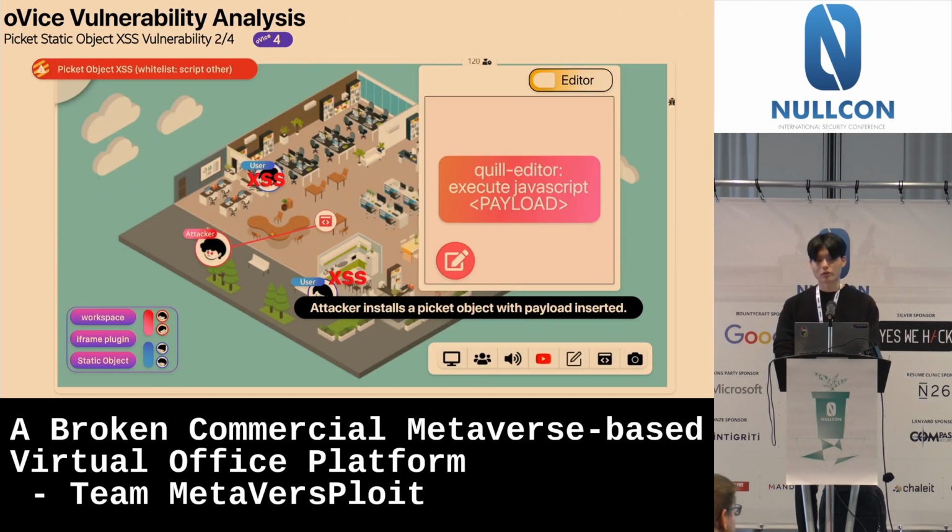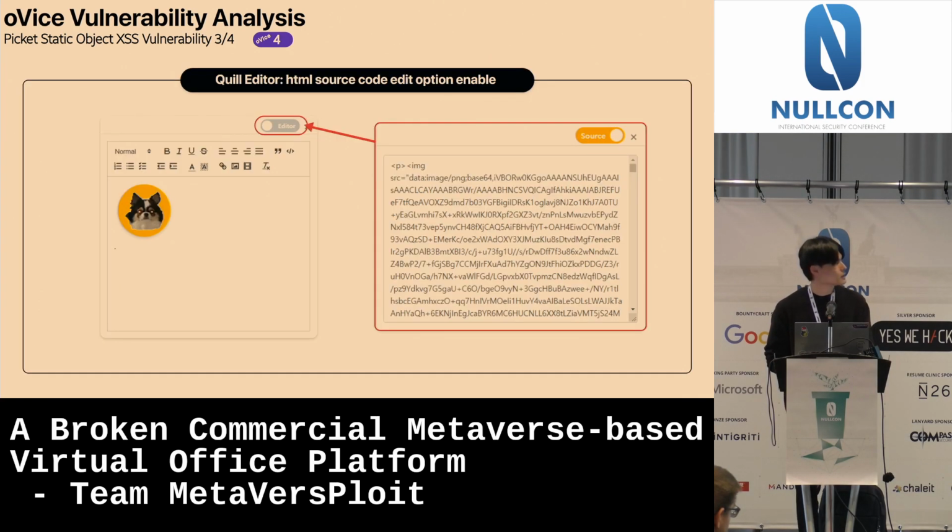You can use the content using the iframe function around the created area. The query editor source code modification feature allows attackers to install a picket object with an attack payload and induce XSS. At this time, when an attack payload is inserted and a normal user interacts with the picket object, the payload is executed and XSS occurs.